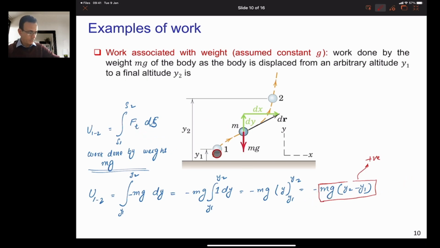So because the body is moving against the gravitational force, the work done is negative, because you are moving the body in the opposite direction to the gravitational force, and therefore you are getting a negative sign here.